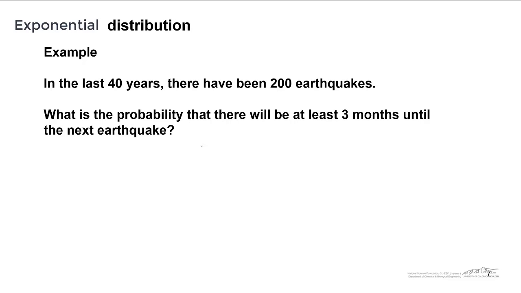It's a lot easier for you guys to learn if I go through an example. 200 earthquakes in 40 years. What's the probability that there will be at least 3 months until the next earthquake? X then is going to be 3, and it's not exactly 3, it's at least, which means that we're going to be looking for the probability that x is greater than or equal to 3.